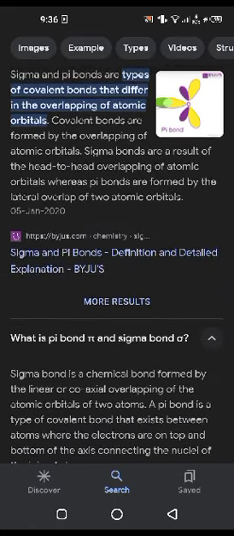Sigma and pi bonds are types of covalent bonds that differ in the overlap of atomic orbitals. Covalent bonds are formed by the overlapping of atomic orbitals. Sigma bonds are a result of the head-to-head overlapping of atomic orbitals, whereas pi bonds are formed by the lateral overlap of two atomic orbitals.